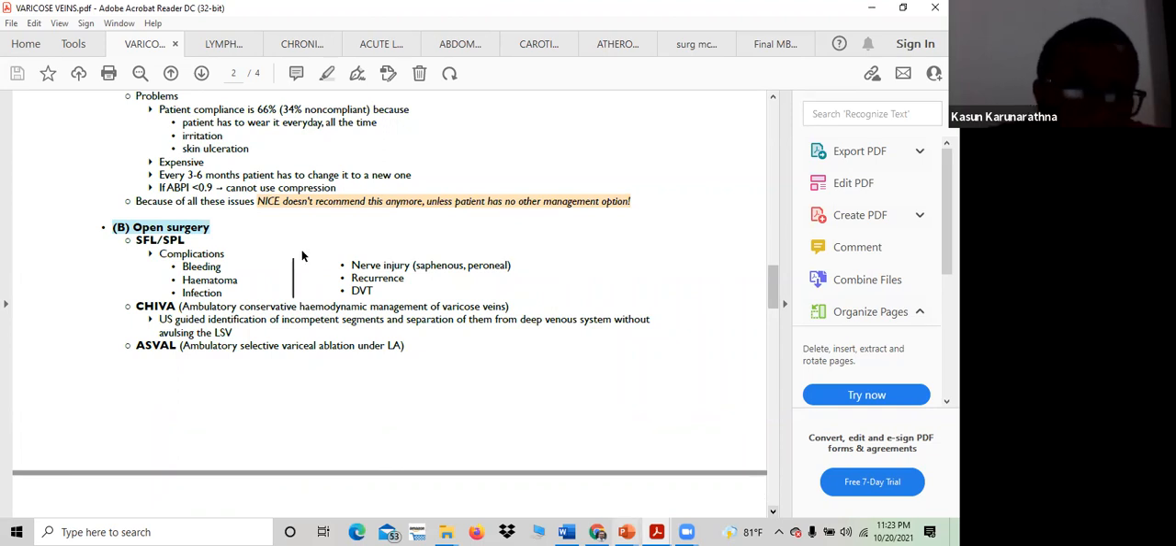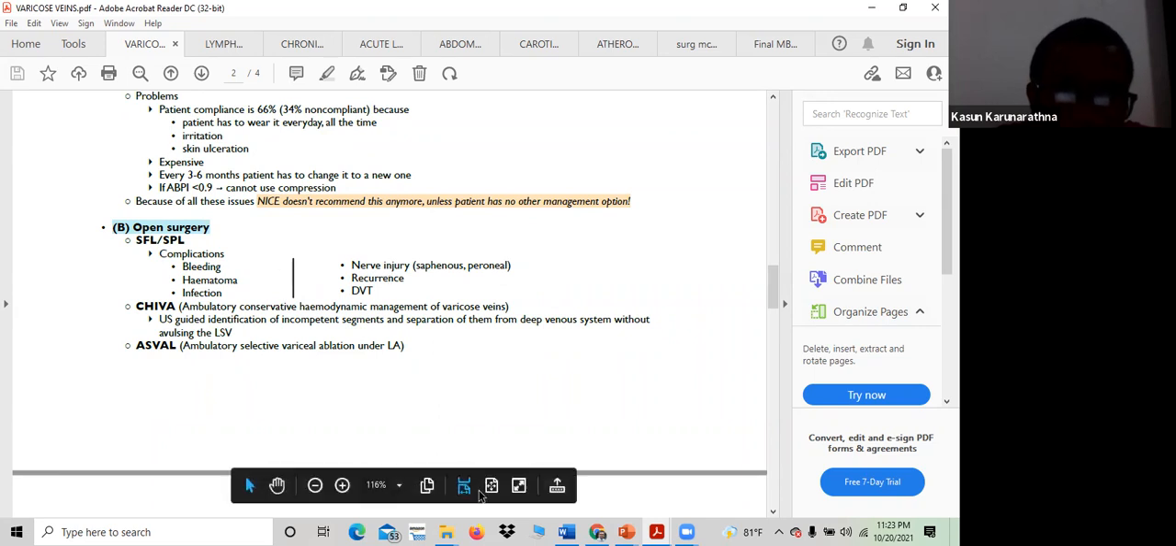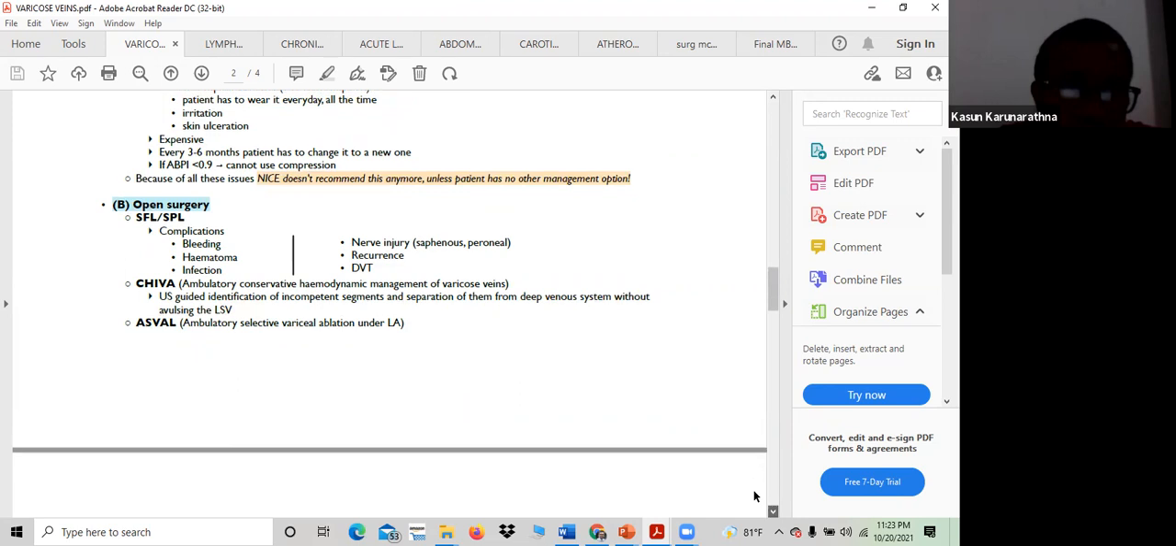Open surgery, again SFL and SPL: saphenofemoral ligation, saphenopopliteal ligation. Complications of surgery could be bleeding, hematoma, infection, nerve injury, saphenous or peroneal nerve injury, recurrence of varicose veins, and DVT. There's a question asking about this complication, right? DVT is a rare complication of open surgery. Even in endovascular ablation, there's a risk of DVT, because if you damage the deep vein endothelium, there's a risk of thrombosis.